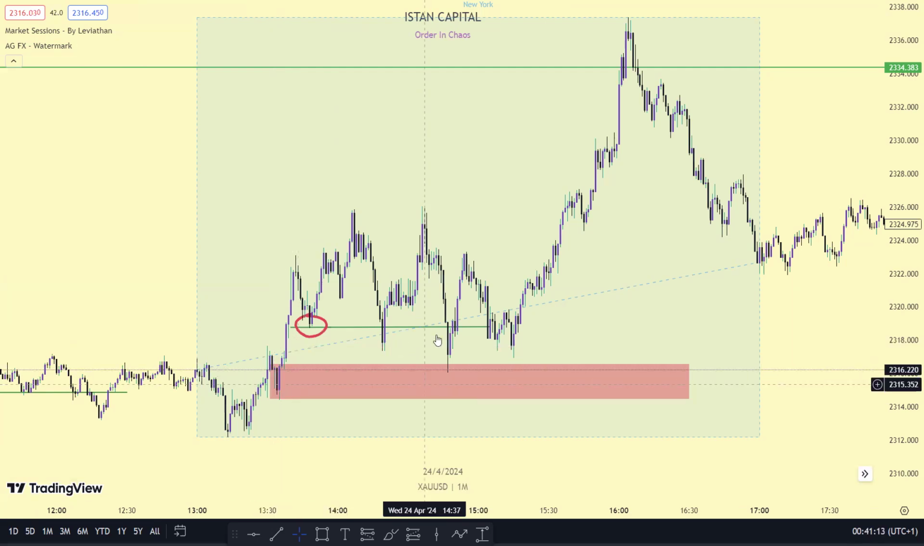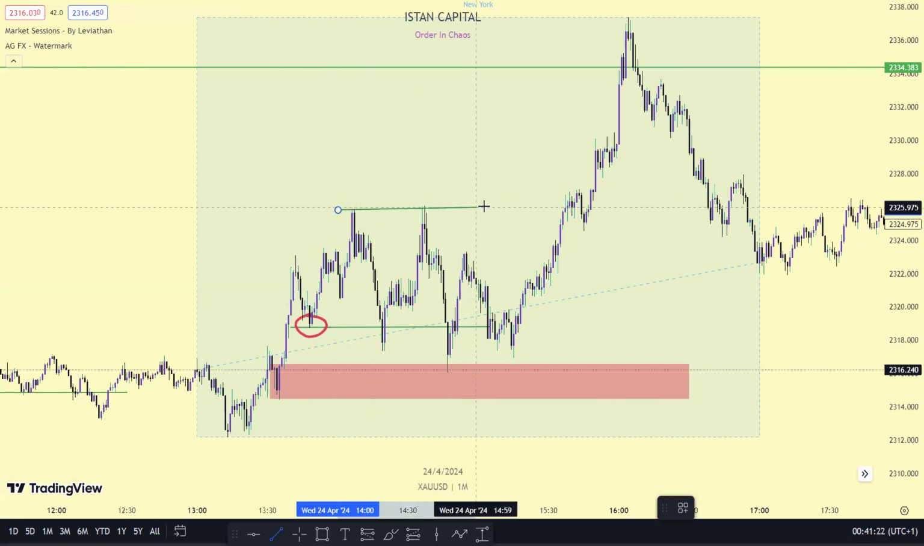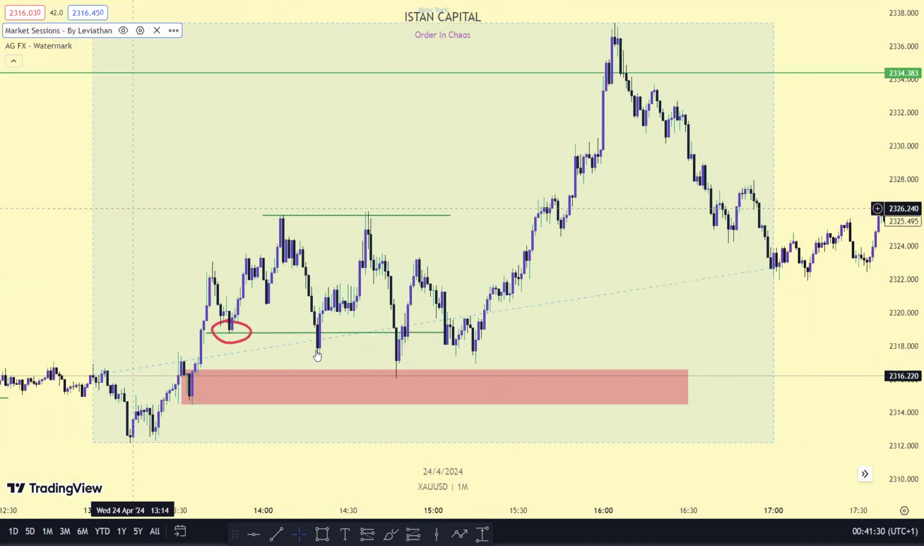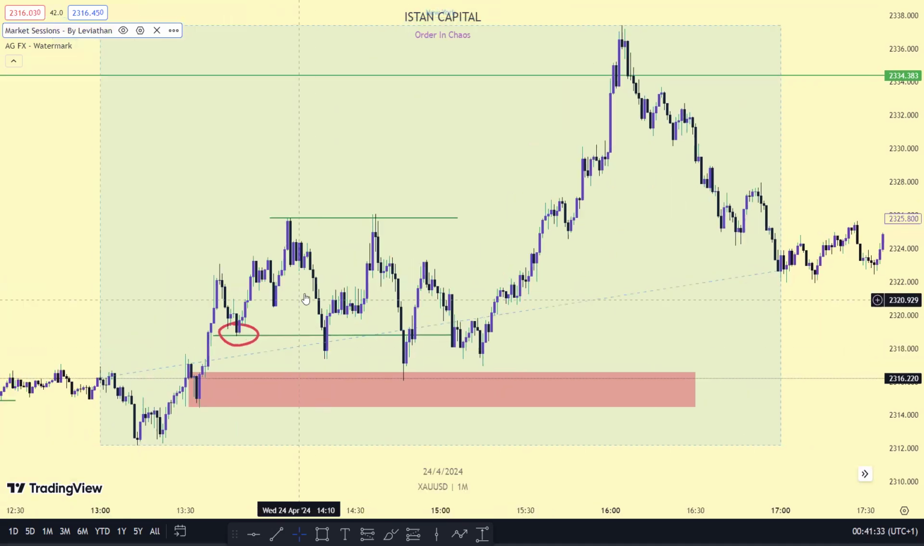You need the market to tap into that, because we've gotten a break of structure right here. So this is now the low of the New York session. Now, for me, I like to start my New York session from 1 o'clock, which is not 1 o'clock. It's 2 o'clock. So just for 2 o'clock right here.